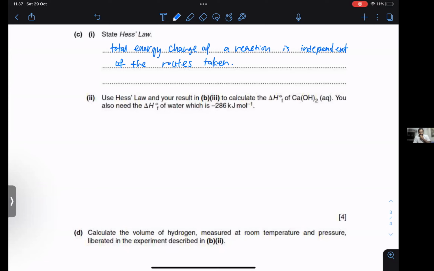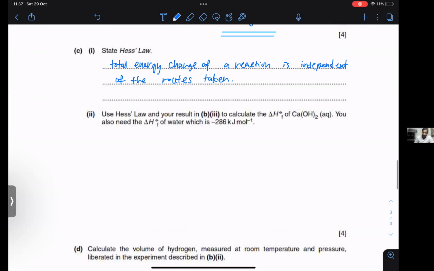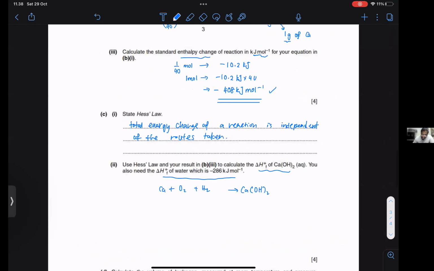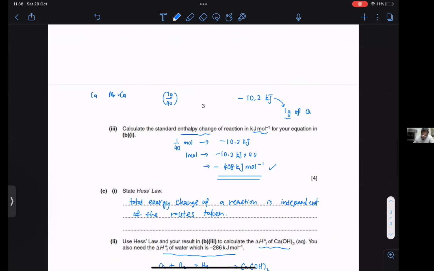Now, use Hess's law and your results in B3 to calculate the enthalpy change of formation. You also need the enthalpy change of formation of this. So let's do it like this. To form this, you need calcium, oxygen, and hydrogen. Oxygen is balanced, hydrogen is balanced, calcium is balanced. So you have calculated the enthalpy change of reaction, which is this reaction.